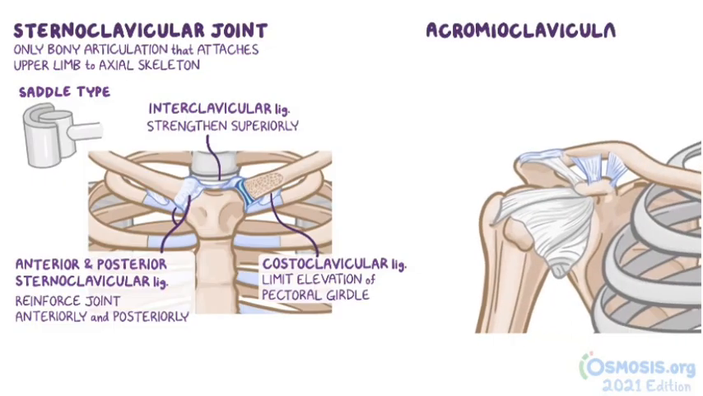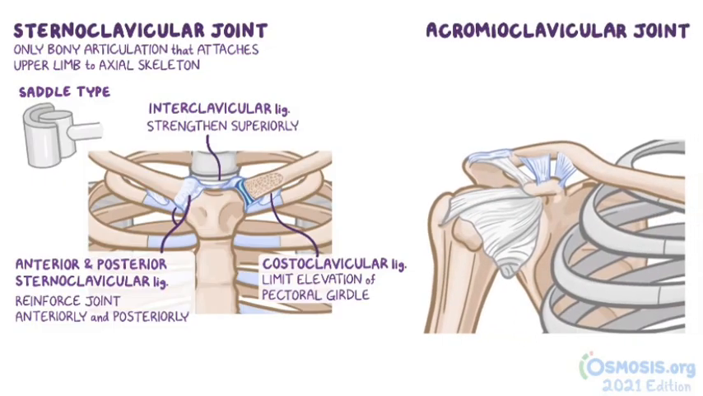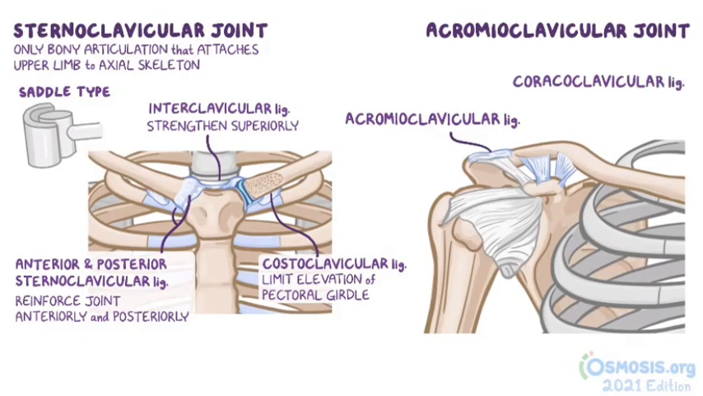The acromioclavicular joint is a plain type joint that lies between the lateral end of the clavicle and the tip of the acromion. It is supported by the acromioclavicular ligament and the coracoclavicular ligament, which is made up of the conoid and trapezoid ligaments.